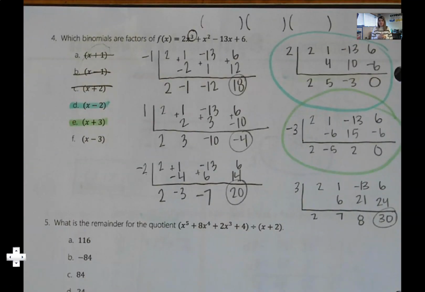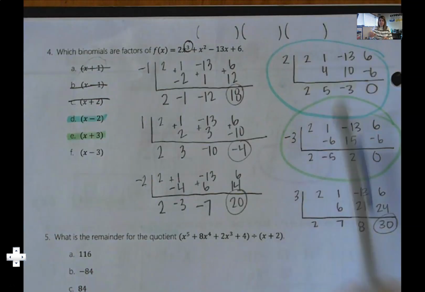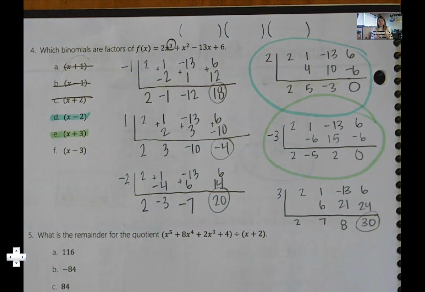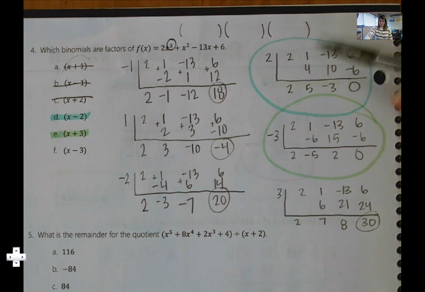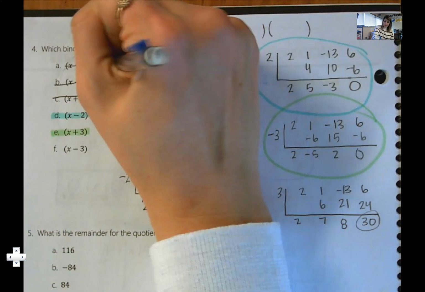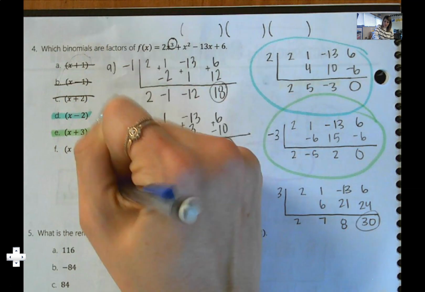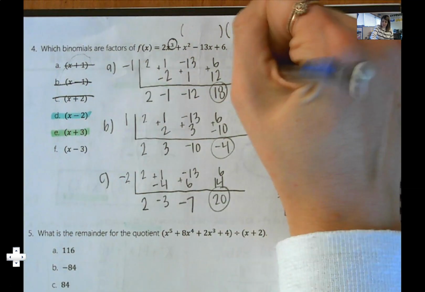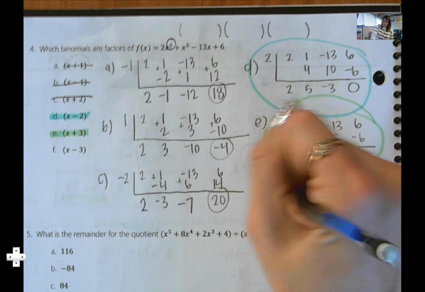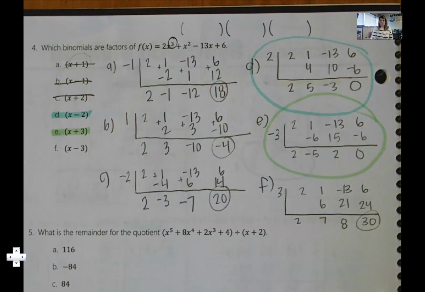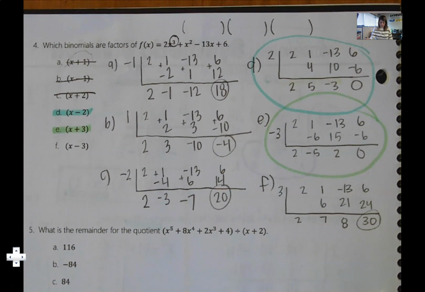Okay, after working through them all, I get D and E are factors. So we're still missing one because we're supposed to have 3, but of this list that they gave us, it's x minus 2 and x plus 3. You can see over here that I worked them out. So this first one is A, B, C, D, E, F. I know that that's a long process, but it's doable.